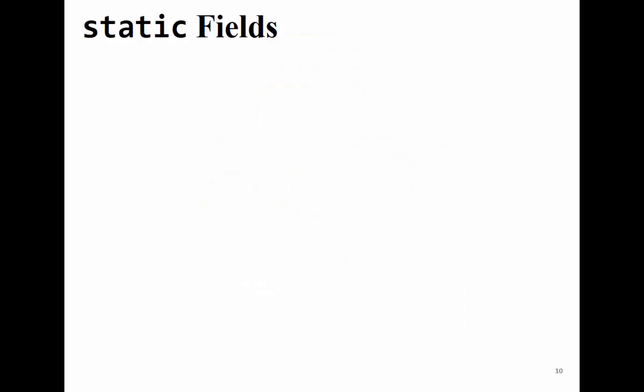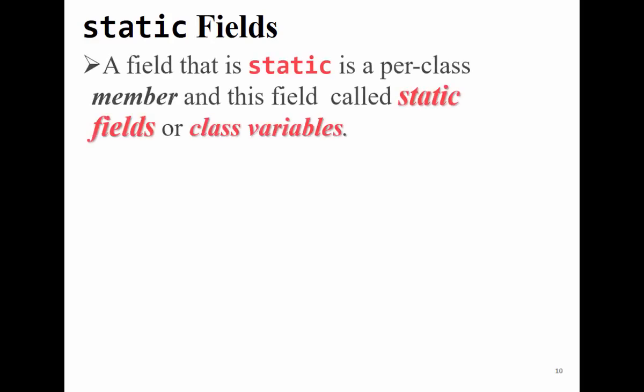So most of the time, while you are working with Java and you create your own application, you will mix things together. You will have static fields and you will have non-static fields. Let us dig deep and see what the difference is between the static fields and non-static fields. A field that is static is actually per class, and we call them static fields or class variables. So these are not per object. It's per class, not per object.